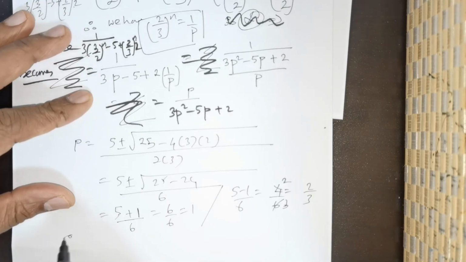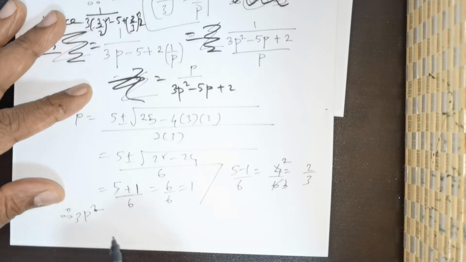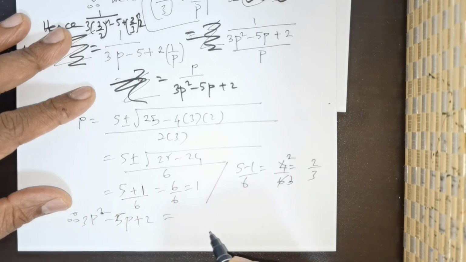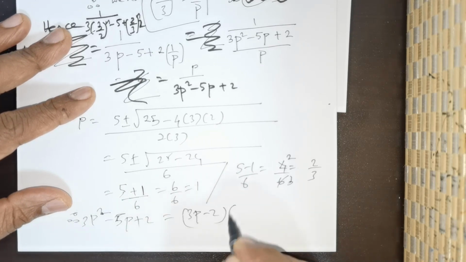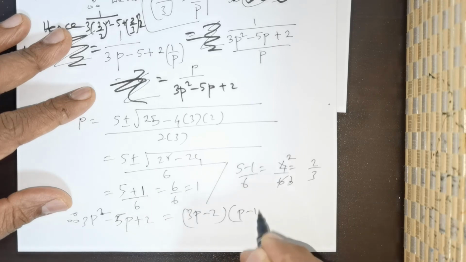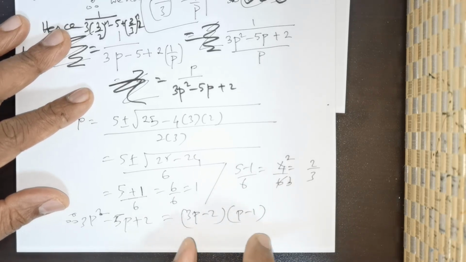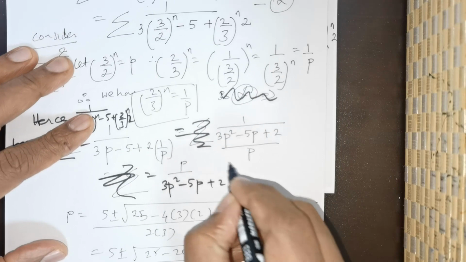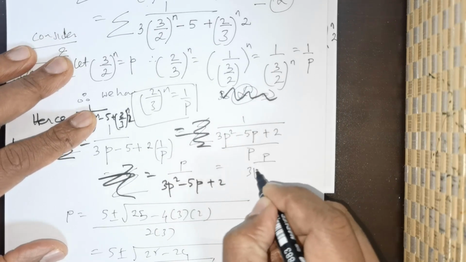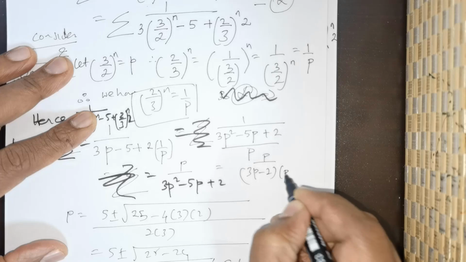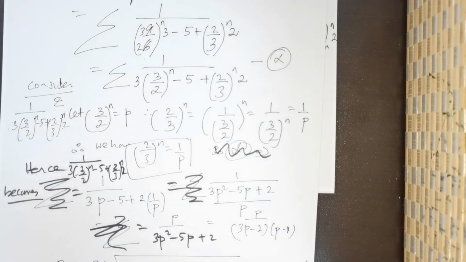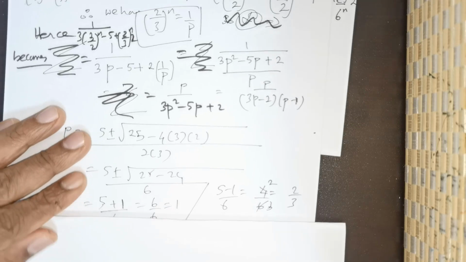So therefore 3 times p squared negative 5p plus 2 is rewritten as 3p negative 2 multiplied with p negative 1. Okay, so this is what we have got, but now we can rewrite this over here. This is equal to p over 3p negative 2 multiplied with p negative 1. Now what I wish to do is utilize partial fractions. Let's do that.